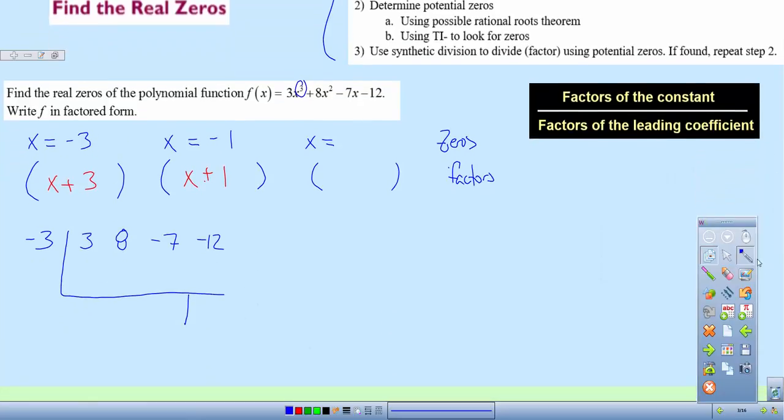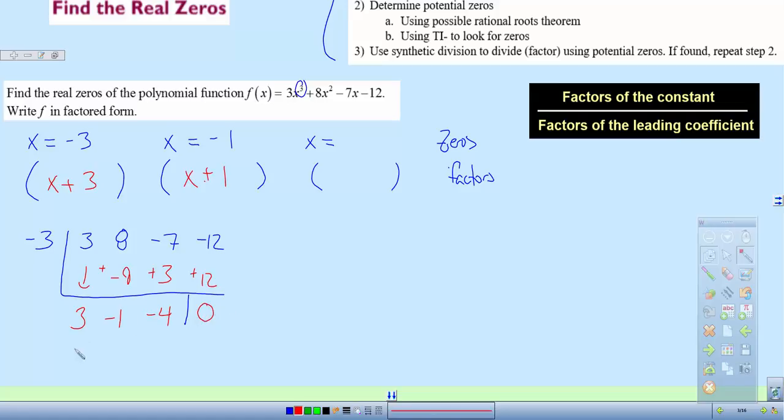It's upside down because it's a visual differentiation for me, so I know it's not long division, I know it's synthetic division. I bring down my first number, I get 3. 3 times -3 is -9. I add, I get -1. A negative times a negative is a positive. I add, I get -4. A negative times a negative is a positive. I add, I get 0.